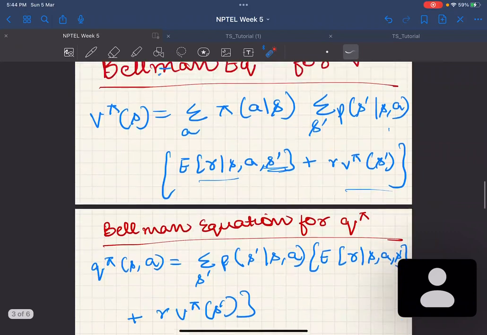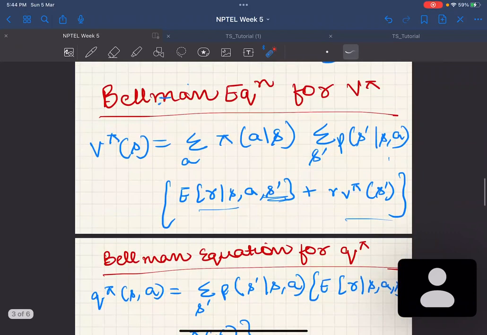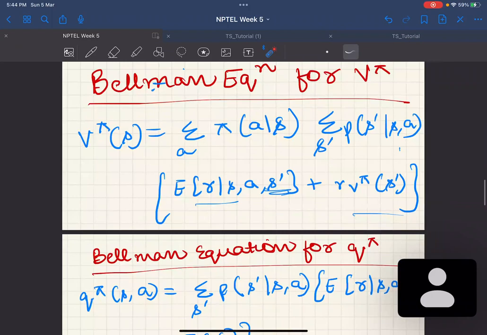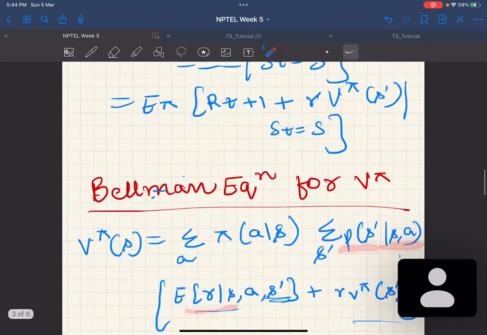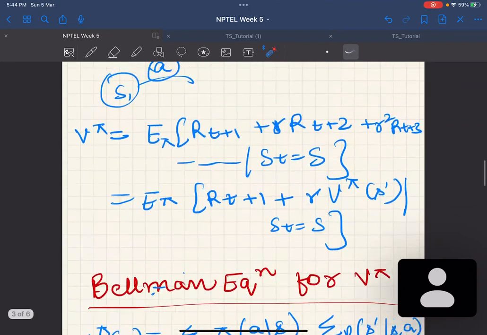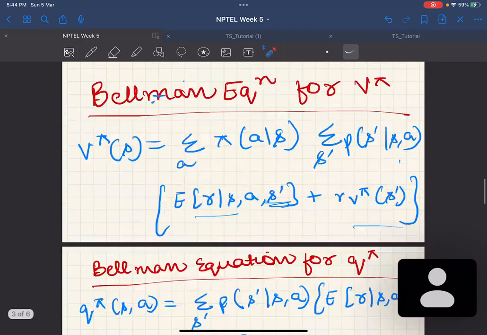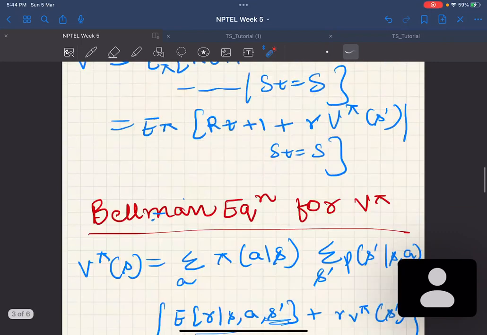Now, I told you about the Bellman equation of V pi. What is the policy? First of all, I have a given state. The policy will tell me what action I'll perform. Then if I have S and A both, what is the probability I'll land in S dash? Then I get the expected reward, R t plus 1, and this is the future reward. I explained that to you.